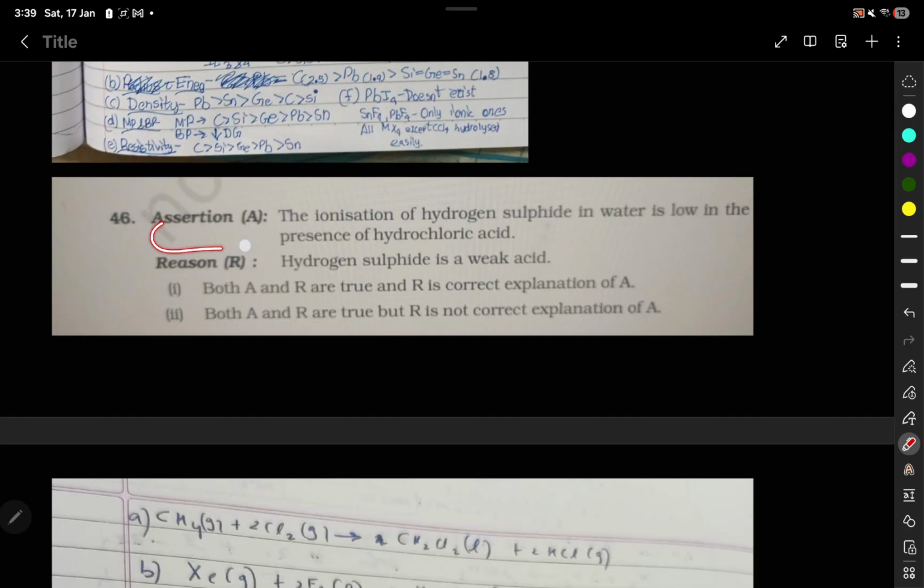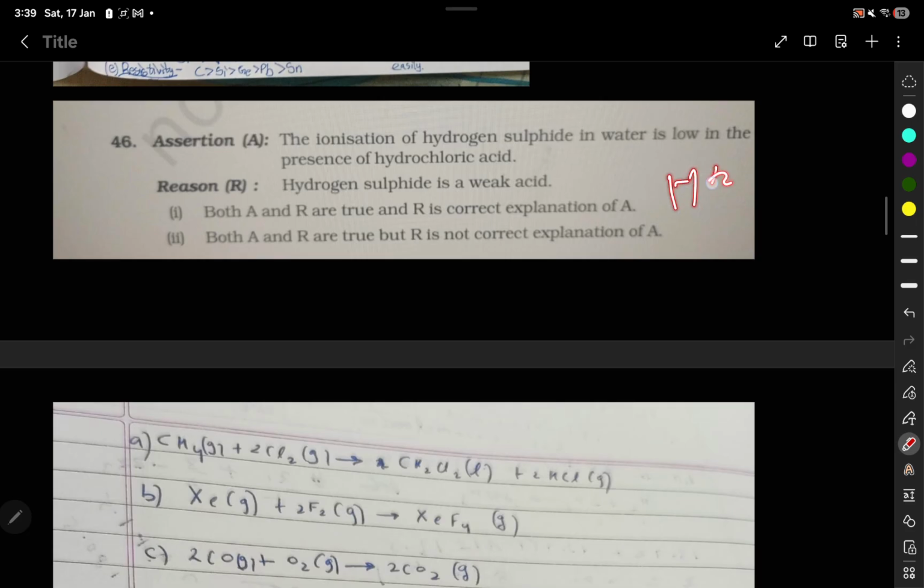So, this assertion reasoning question. The ionization of hydrogen sulfide in water is low in the presence of hydrochloric acid. Hydrogen sulfide is a weak acid. Both are correct, but the reason is not the correct explanation for the assertion. That is because of the common ion effect caused by hydrochloric acid. The H plus released by hydrochloric acid would be much more dominant than hydrogen sulfide.